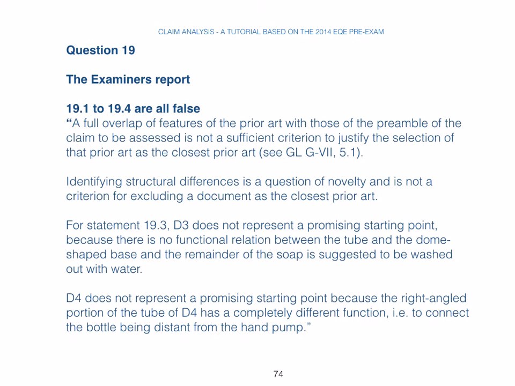Note that the examiners refer to guidelines G Romans 7 5.1, which list various reasons for selecting the closest prior art, but it does not discuss full overlap of the features of the prior art with the claim preamble. In other words, it sets out all of the reasons for selecting the prior art, and the claim preamble was not listed amongst the selected methods.